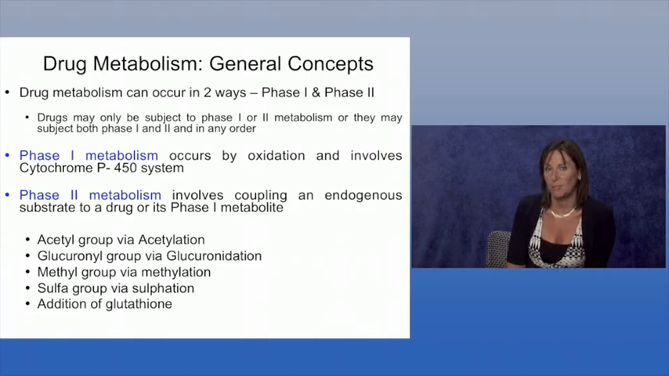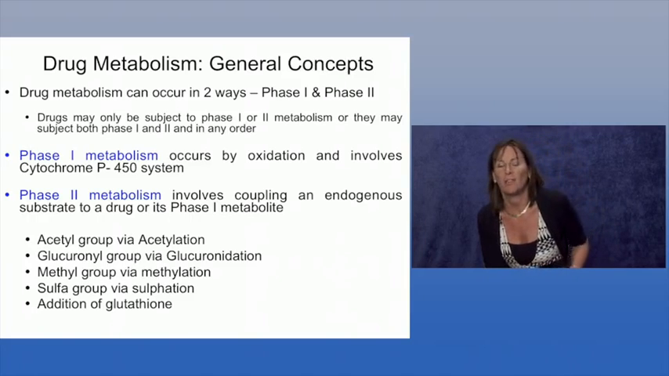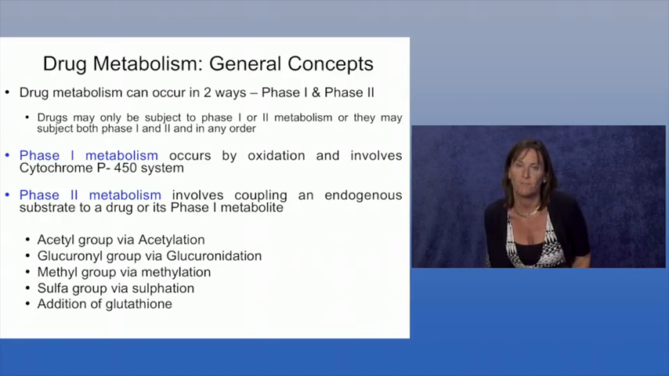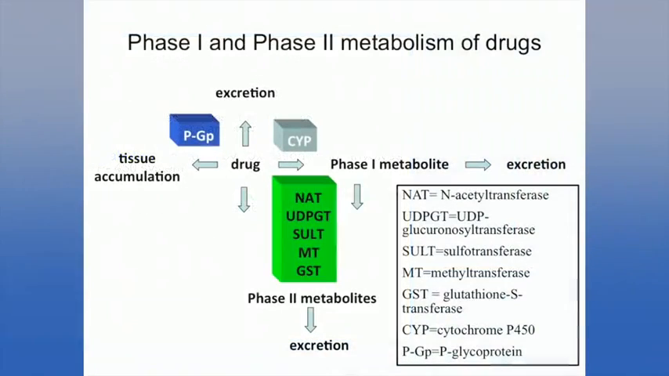You can couple the drug to a glucuronal group, glucuronidation, a methyl group, methylation, a sulfur group, sulfation, and then the extraneous odd guy out, the addition of glutathione using an enzyme called glutathione S transferase. So these are examples of phase 2 metabolism, conjugation, and phase 1 metabolism, oxidation.